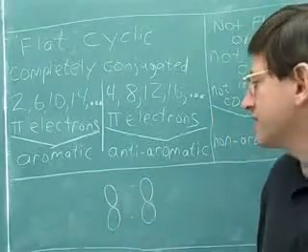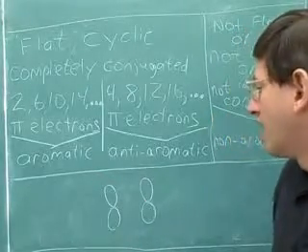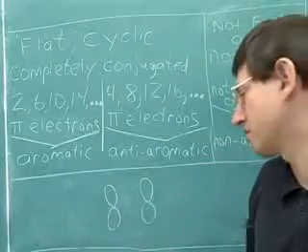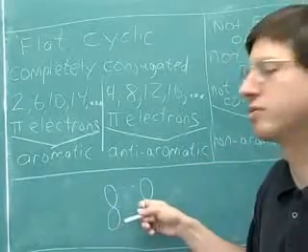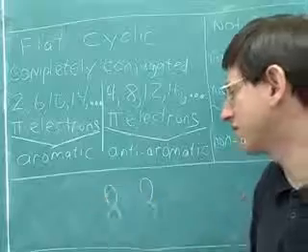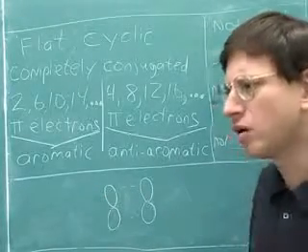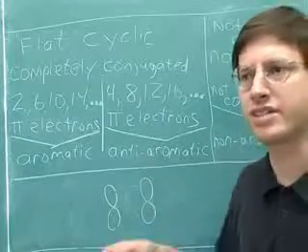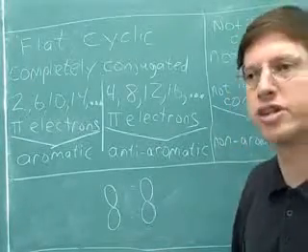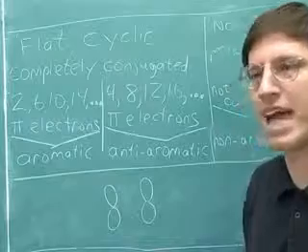What I've shown so far is a side-to-side overlap of p orbitals at two atoms. Here's a p orbital at one atom, and here's a p orbital at another atom, so I've shown side-to-side overlap of p orbitals at two atoms. What's the alternative to side-to-side overlap? The alternative to a side-to-side overlap is head-to-head.